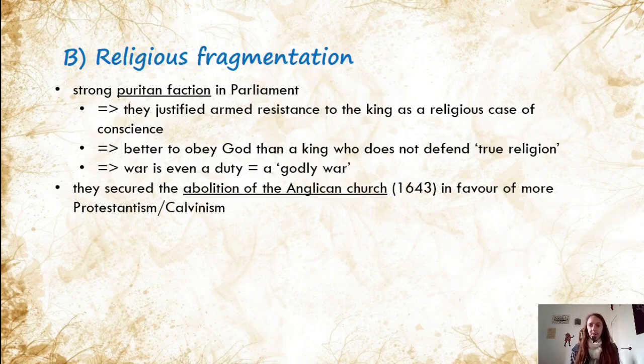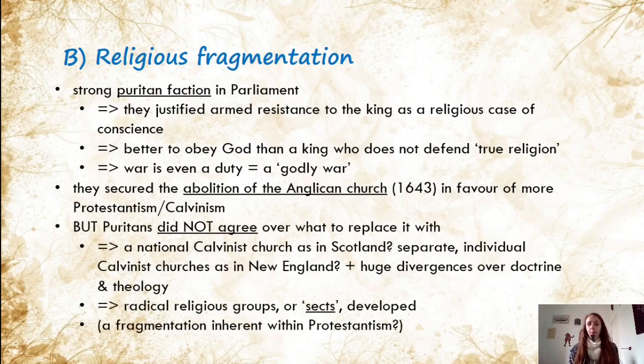They secured the abolition of the Anglican Church in favor of more Protestantism, more Calvinism. But the Puritans did not agree over what to replace it with, hence the question of religious fragmentation, to be read at different levels.